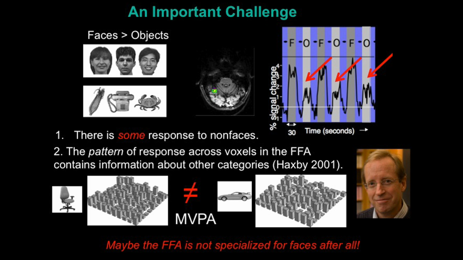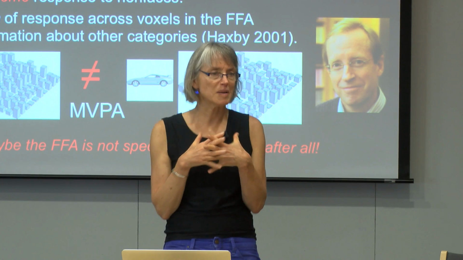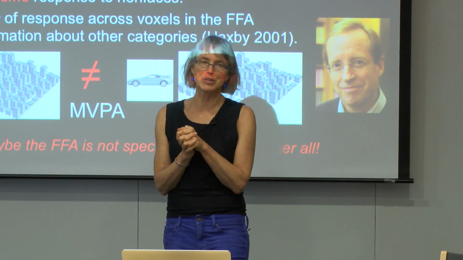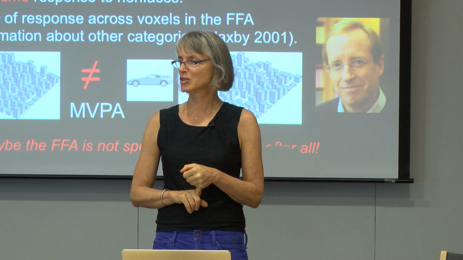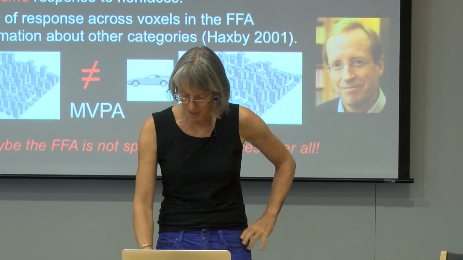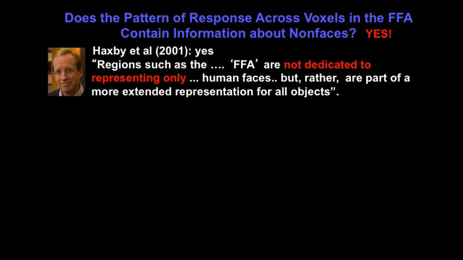Okay? So if you believe in extreme specificity of parts of the brain, as I am wont to, then this is an important challenge. Everybody get this? Okay. So is it true? Well, first of all, he argued in that 2001 paper that it was. And so he said in that paper that regions such as the FFA are not dedicated to representing only human faces, but rather are part of a more extended representation for all objects. Okay, so that's his claim. So then I thought, better check this. I didn't think he'd done everything right, so I did my version of it.